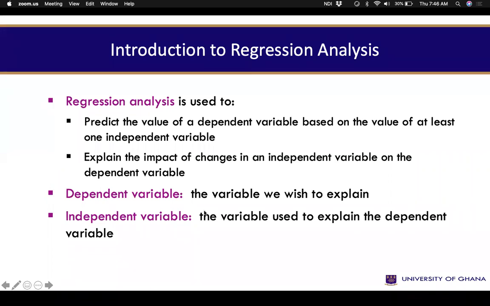If you remember what I said in correlation analysis, we mentioned that one of the things about correlation is that you cannot use correlation to predict. It just tells you that there's a relationship, but it doesn't give you the ability to predict the value of one variable using the other.